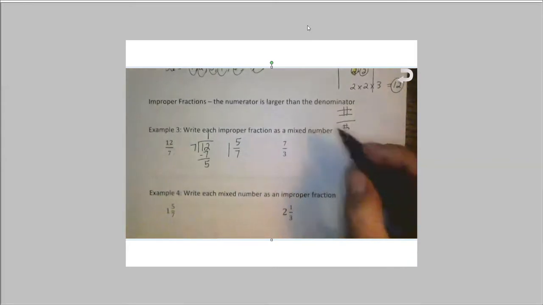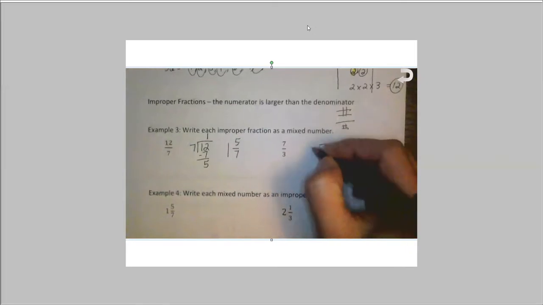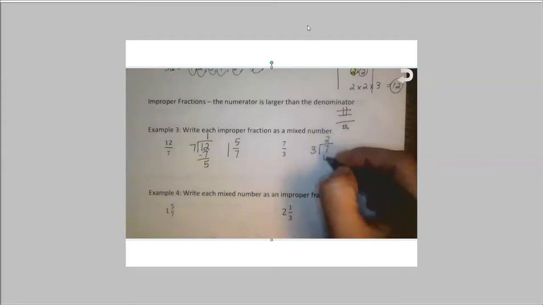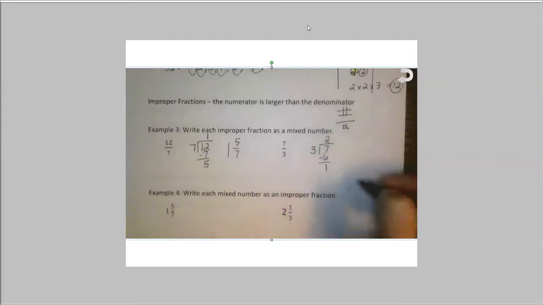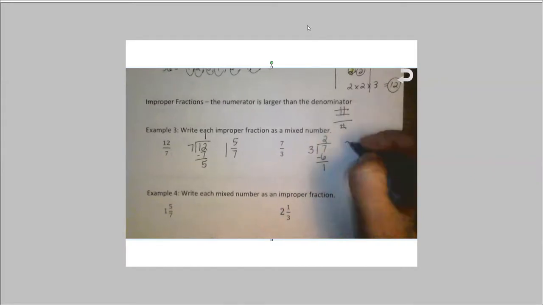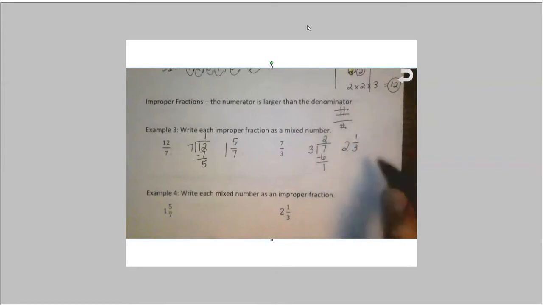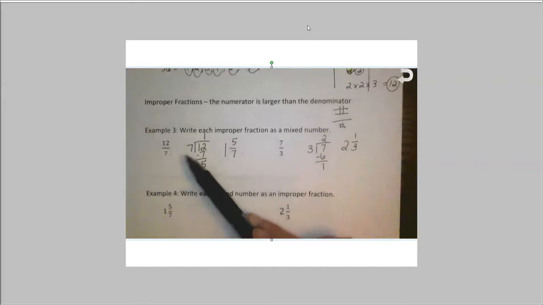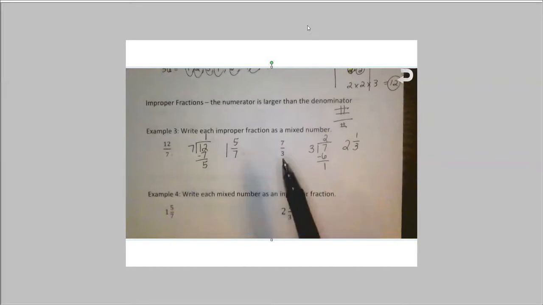I'll do the same with this example. 7 divided by 3. 3 will divide into 7 twice. And then I have a remainder of 1. So that is 2 1/3. So be able to take an improper fraction and write it as a mixed number.